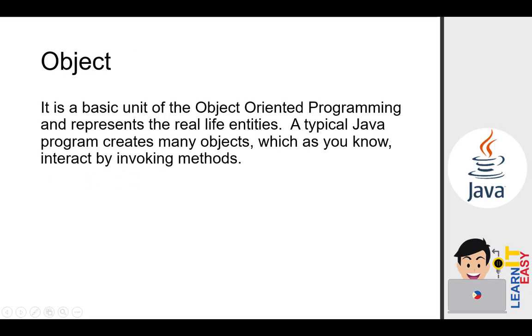Okay? Next, we have the object. We already discussed that the class is the blueprint. We have the object as the instance. An object is the basic unit of object-oriented programming and represents real-life entities. A typical Java program creates many objects which, as you know, interact by invoking methods.